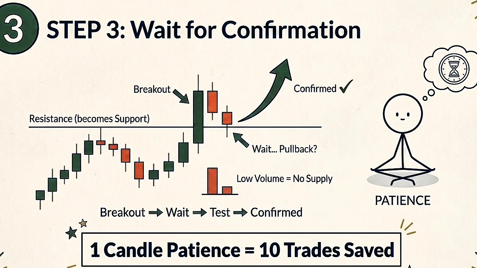Step 3. Wait for confirmation. This is where most traders go wrong. They see one signal and immediately jump in. Don't do that. After a breakout, wait for the next candle. Does price pull back to the broken level? If it does, and that pullback happens on low volume, that's a no supply test. The market tested the level and found no sellers. That's your confirmation. Patience for one extra candle can save you from 10 losing trades.